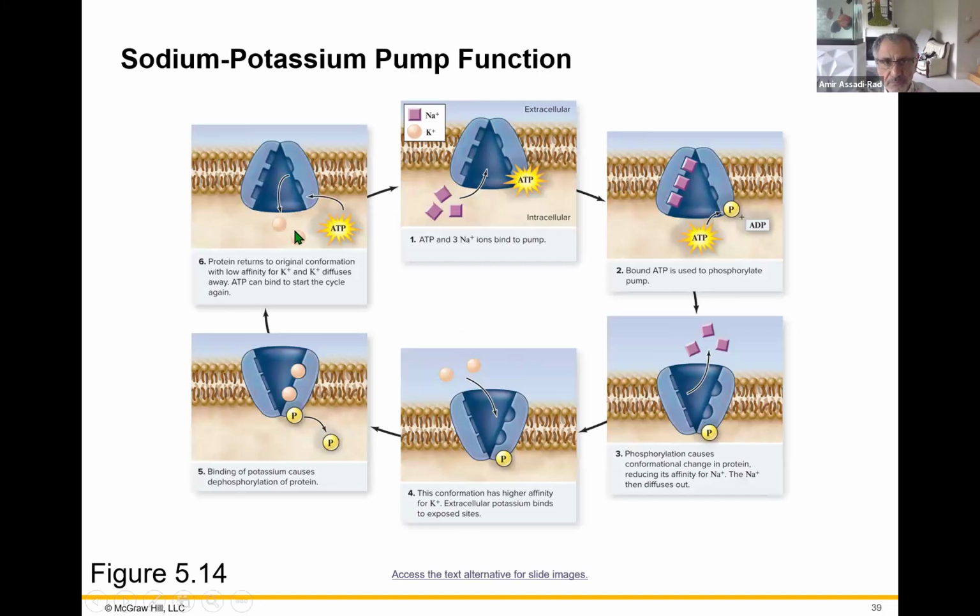Sodium-potassium pump, ATP is needed, and they're showing sodium by square. So sodium is attached here, 1, 2, 3, and moved out, and potassium is moved in at the expense of 1 ATP.